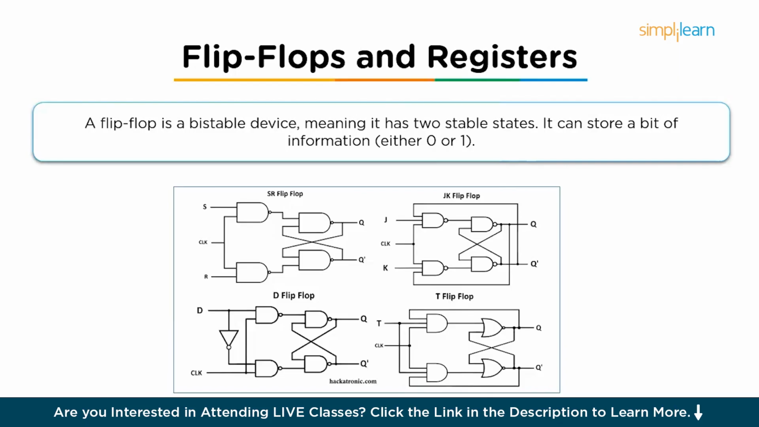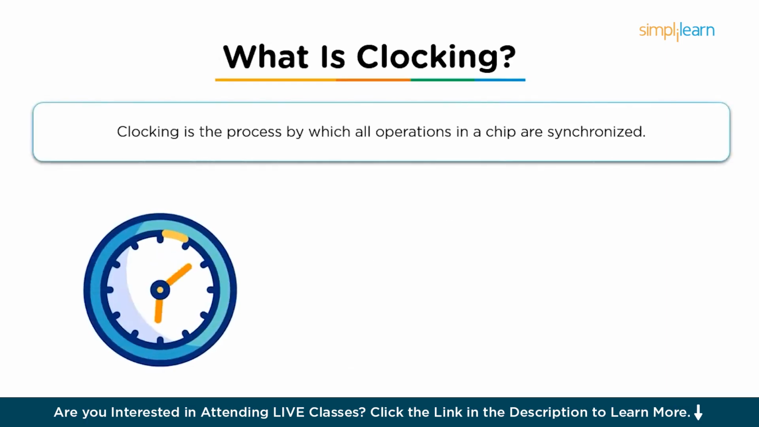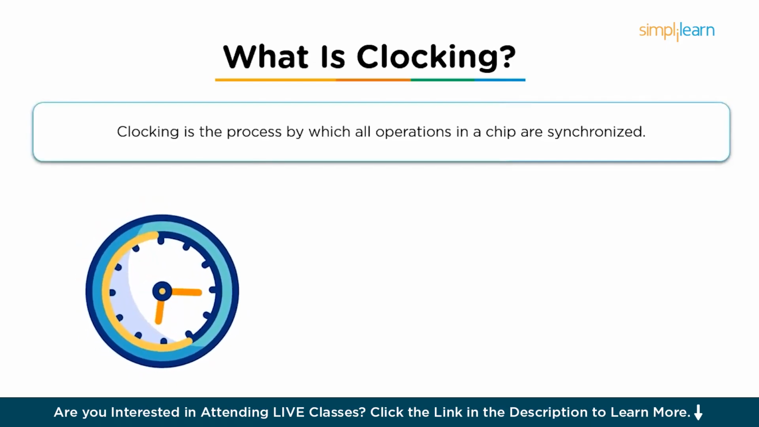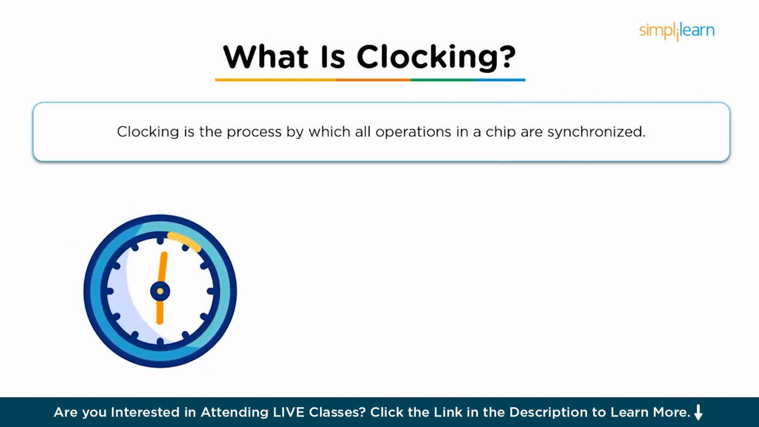Then comes the JK flip-flop. The JK flip-flop is a more versatile flip-flop that can toggle its state, set or reset depending on its inputs. Then comes the T flip-flop. The toggle flip-flop changes its state on every clock pulse, making it ideal for creating counters. So these flip-flops form the basic memory units in sequential circuits, and multiple flip-flops can be combined to create registers and memory blocks. Now let's understand what clocking is. In digital circuits, clocking is the process by which all operations in a chip are synchronized. A clock is a periodic signal that provides timing for all the operations inside the circuit.